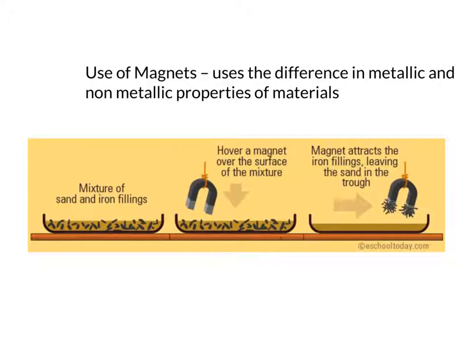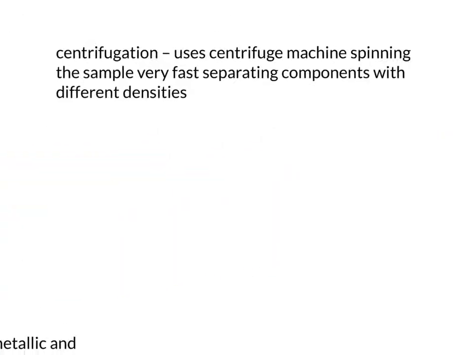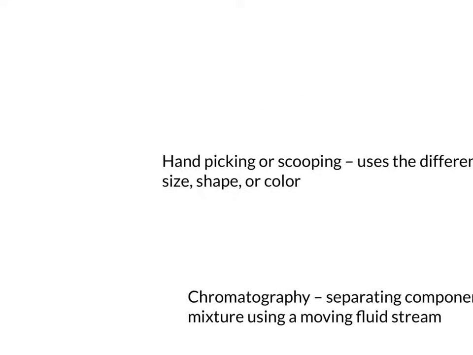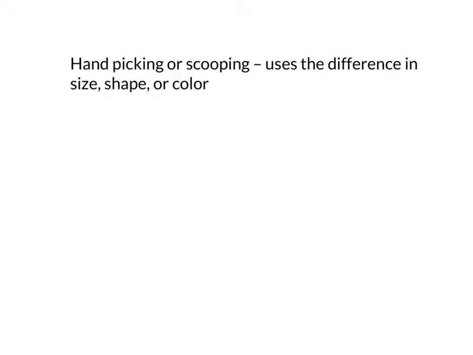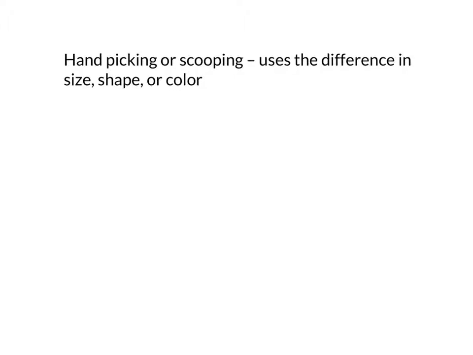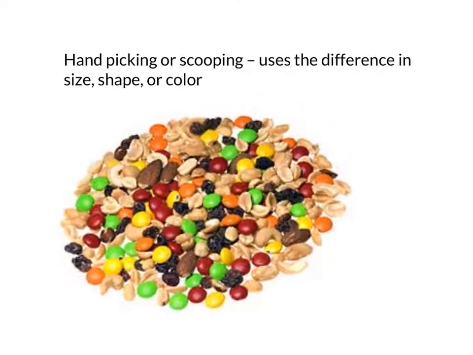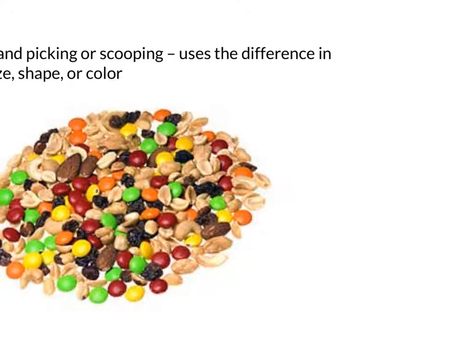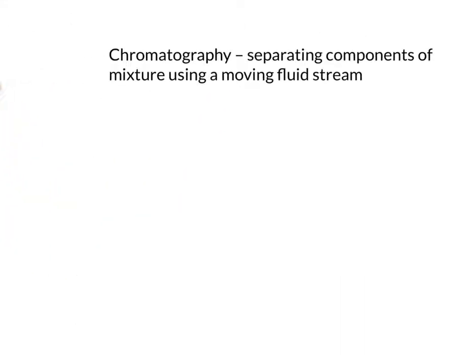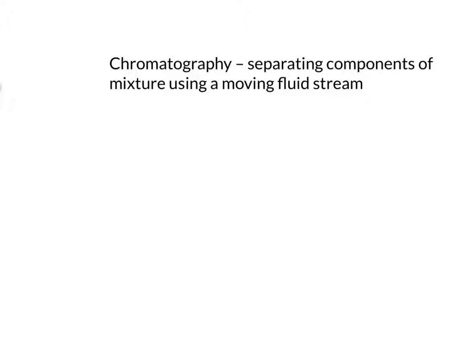The sixth method is hand picking or scooping. Of course, if you use a spoon, it uses the difference in size, shape, or color. You can separate a mixture of, let's say, nuts, or probably halo-halo, a sweet dessert during summer. Very easy. We also have a specialized method called chromatography.